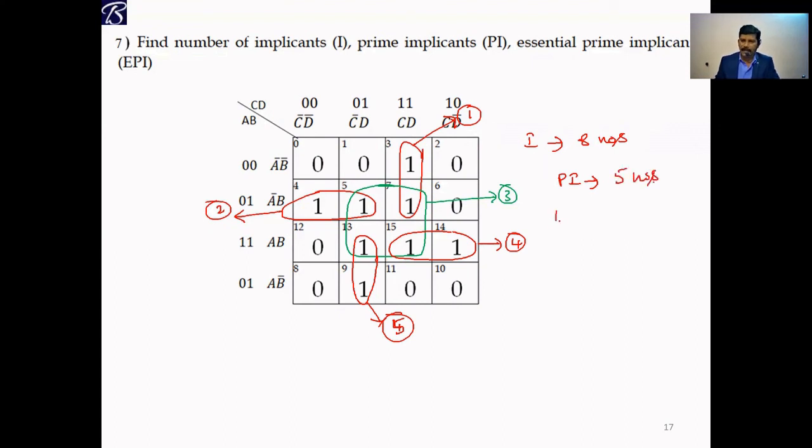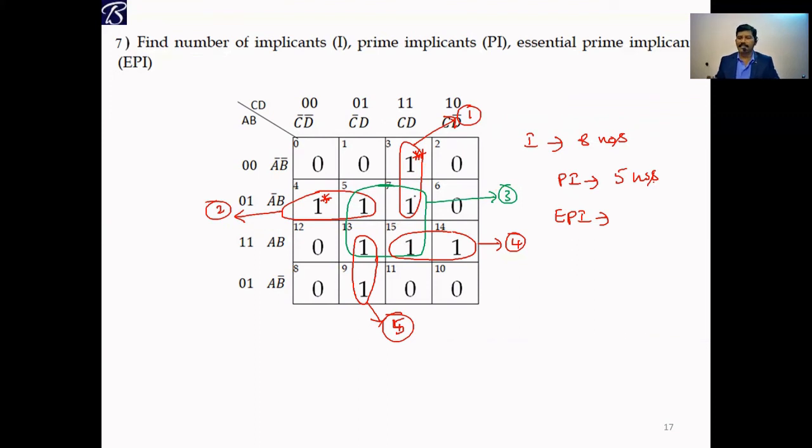Right. Now coming to essential prime implicants. Considering this group number 1, this is essential because cell number 3 is not covered by any other. And group 2 also becomes essential because this cell number 4 is not covered by any other. Coming to the third one, green. Is this an essential prime implicant? No, because all the ones are covered by other groups. So this is not an essential prime implicant.